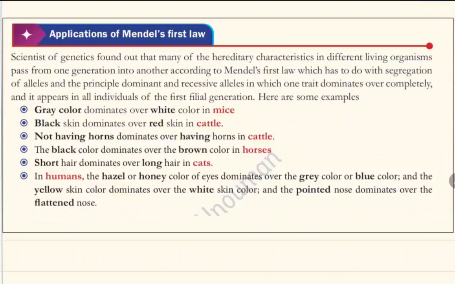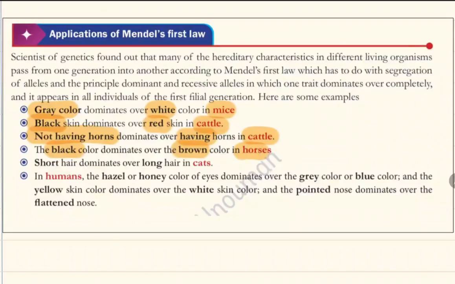Those were the questions about Mendel's first law, and here are the applications which we need to study very well because they always appear in questions in the ministry exams. It says application of Mendel, which is complete dominance. The gray color dominates over the white in mice. So if you have a white mouse and a gray, the gray will dominate. The black skin will dominate over the red in cattle. Not having horns will dominate over having horns, also in cattle. The black color dominates over brown in horses.